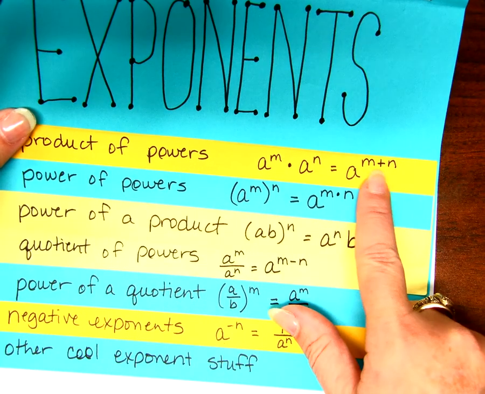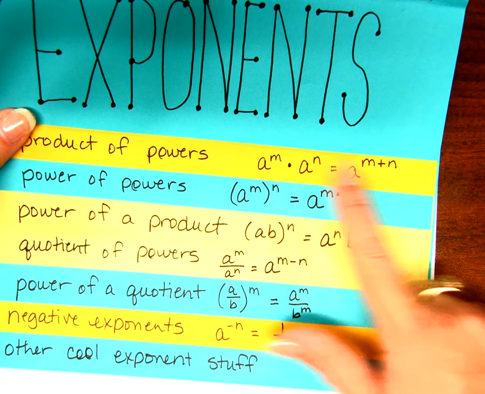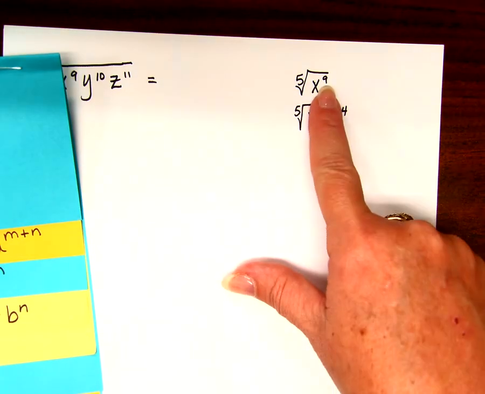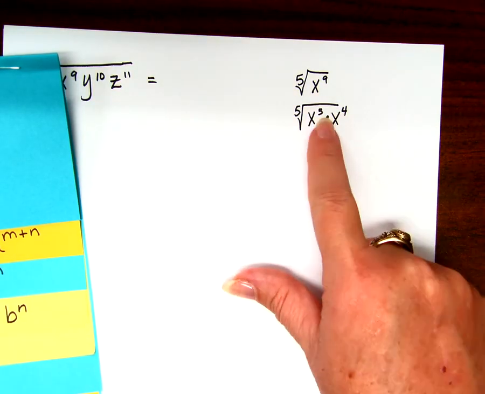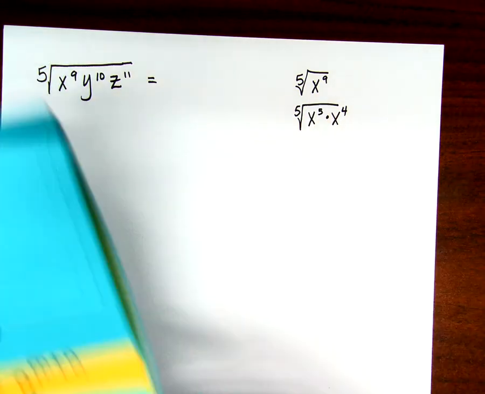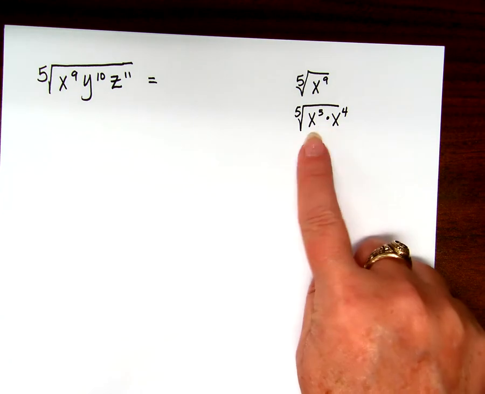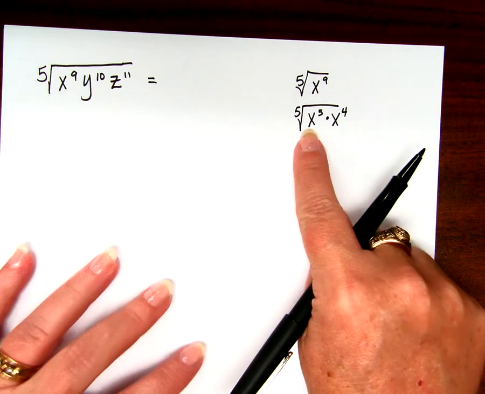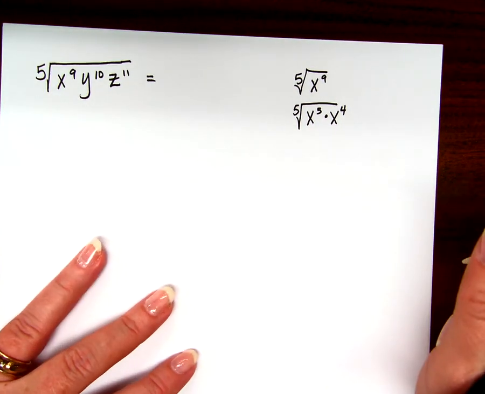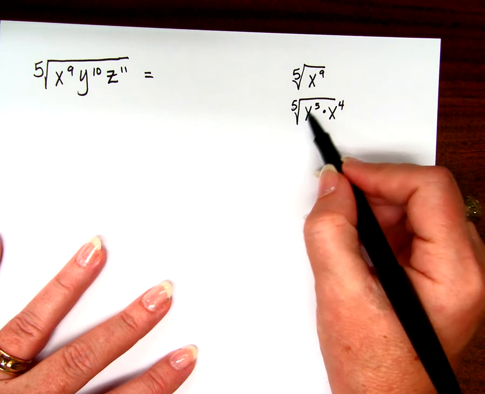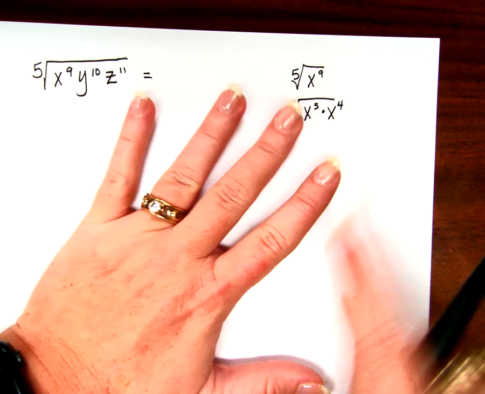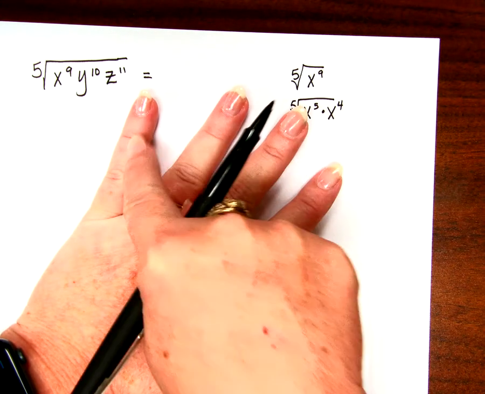Right? If I'm multiplying like bases, I add the exponents. So can I change this into this? Can I go backwards this way? Why would I change it to this section right here? Do I know the fifth root of x to the fifth? What times itself times itself times itself times itself equals x to the fifth?